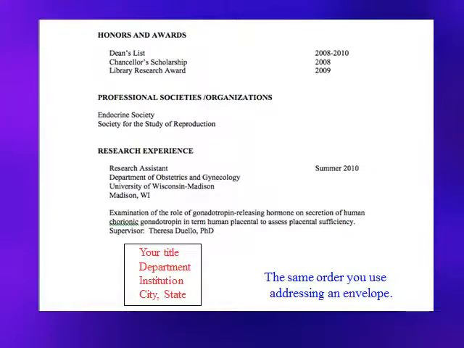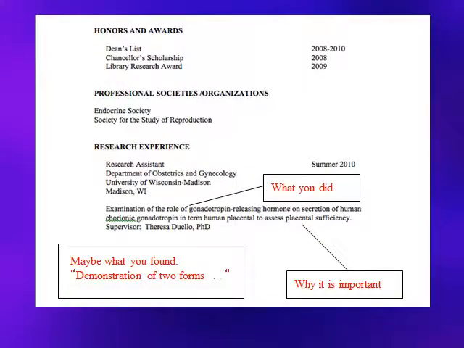Now as we look at the actual description, this is what is a challenge. You can see here that I am not using whole sentences, I am using phrases. Clear, concise, lucid. I can name that tune in 5 notes. So what we have here is examination of the role of gonadotropin releasing hormone on secretion of human chorionic gonadotropin in term placental, experimental model, to assess placental insufficiency.